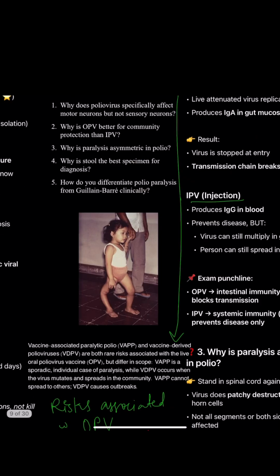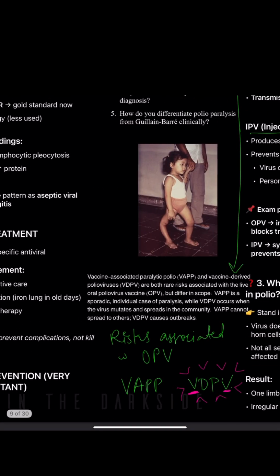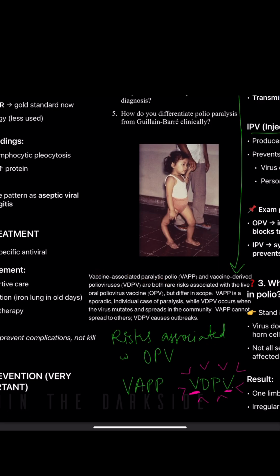Now talking about the risks that are associated with OPV, oral polio vaccine: VAPP, that is vaccine-associated paralytic polio, and vaccine-derived poliovirus. These are rare risks that are associated with live OPV, but they differ in their scope.